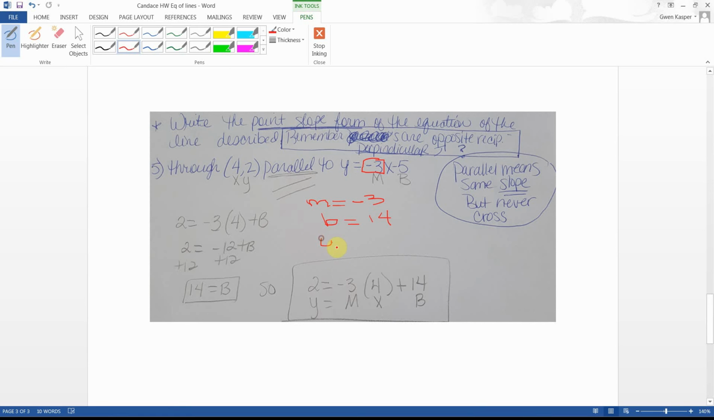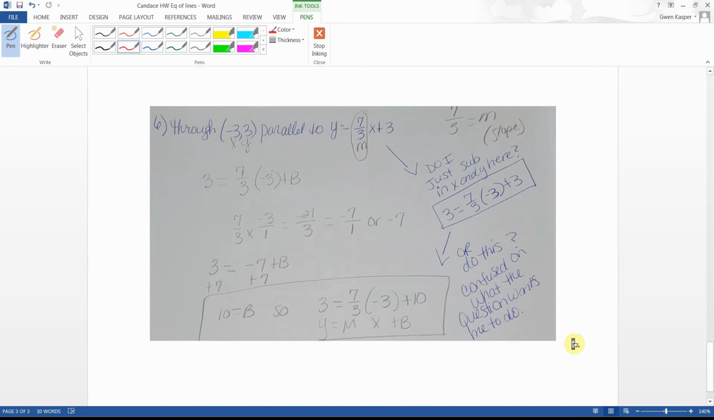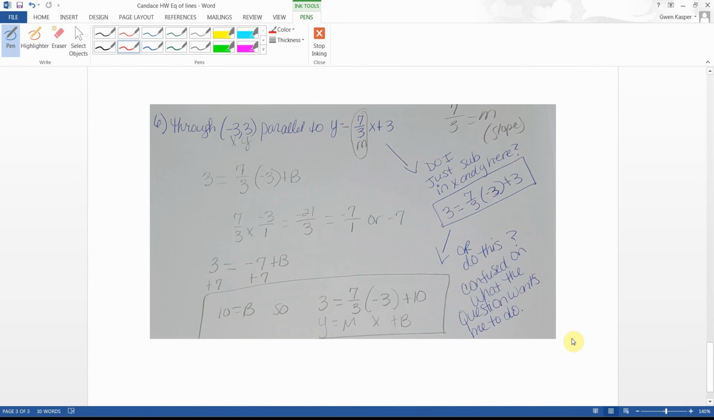So your equation is going to be y equals your slope times x plus b. So you had all the math done right. You just got to put it into the equation. And I think that's where your confusion is. You're doing the math right here.